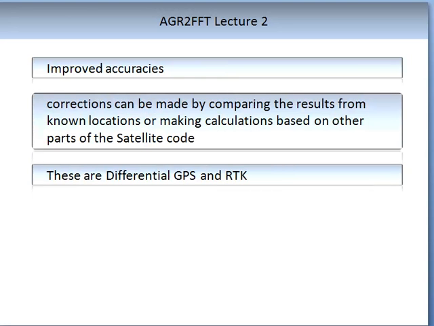There are methods to improve accuracies. These are in the form of correction. Corrections can be made by comparing the results from known locations or making calculations based on other parts of the satellite code. These are what we refer to as differential GPS and RTK.